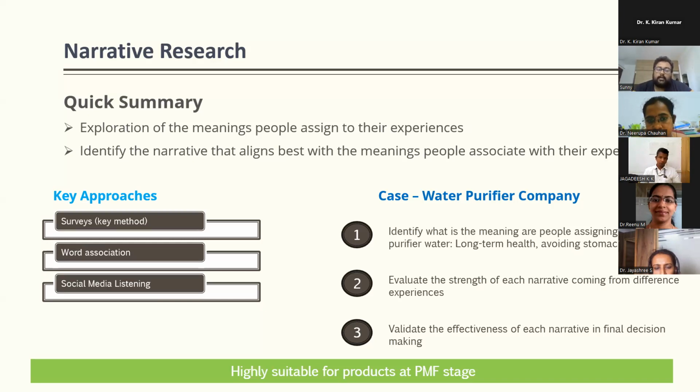So this is very powerful in product market fit. PMF stands for product market fit. When you're launching a new product, evaluating if a product has the right fit in the market is very important. In that stage, it is very powerful because it helps you put your product in the right positioning and USP for the user.